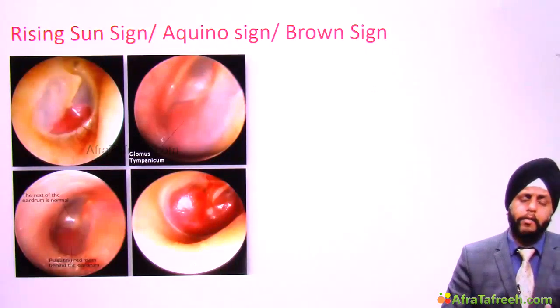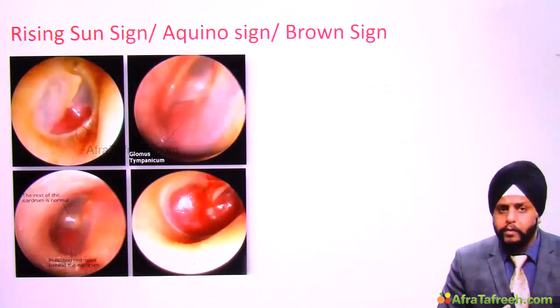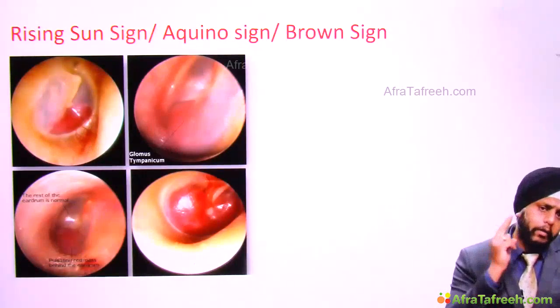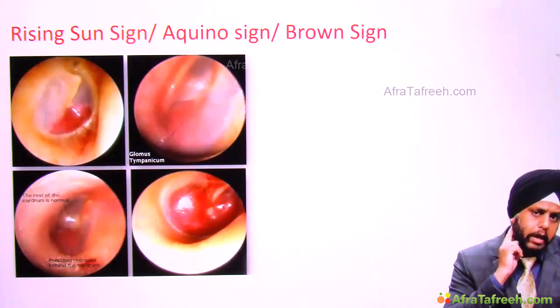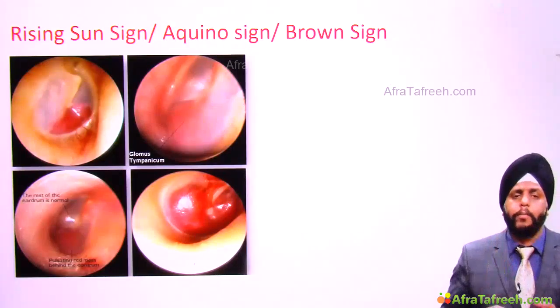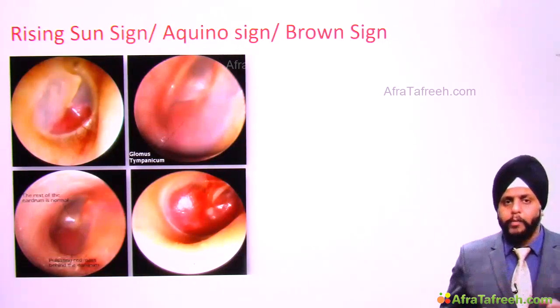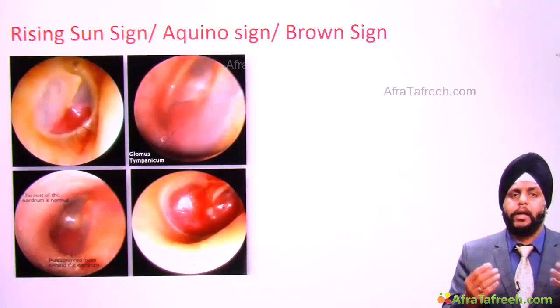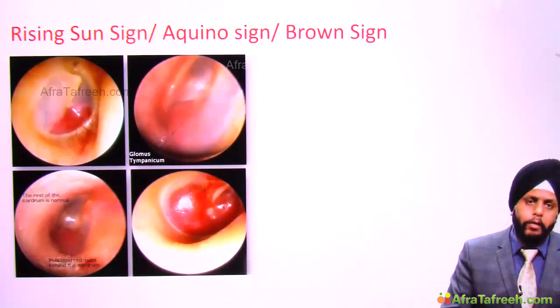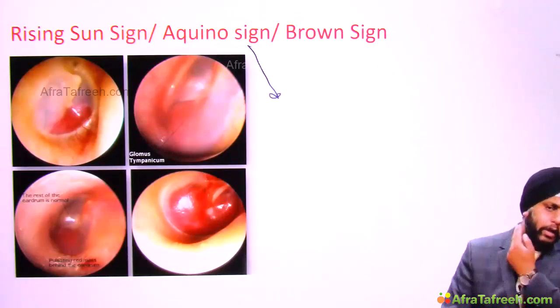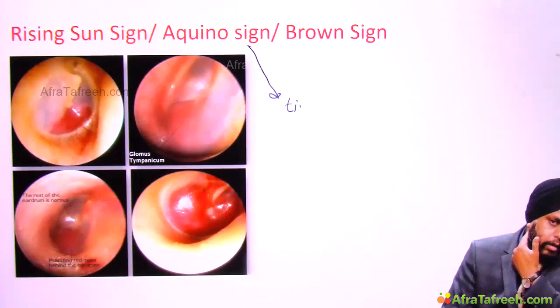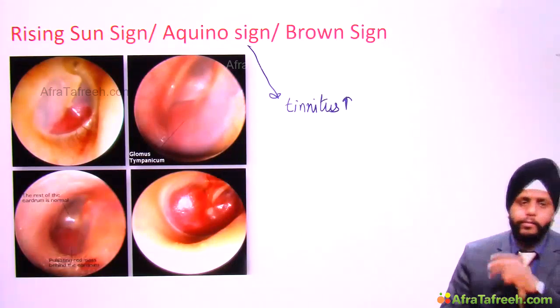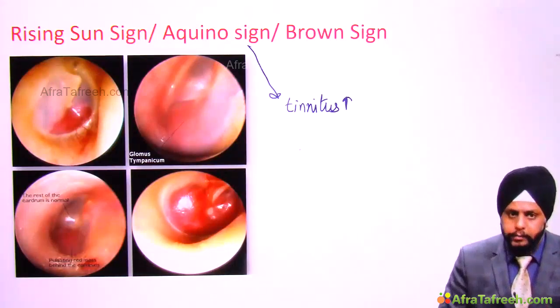Okay, other than that, we can also see the Aquino sign. What is Aquino sign? You take your fingers and you press on the internal jugular vein. When you press on the internal jugular vein, you stop the blood flow. So when you stop the blood flow, what will happen? The tinnitus improves. So in Aquino sign, you put pressure on the neck, on the jugular vein, and the tinnitus improves. That is known as Aquino sign.